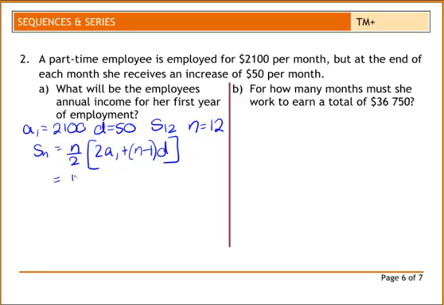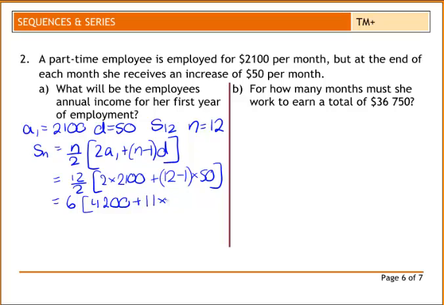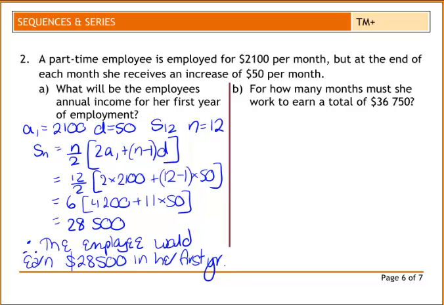So let's plug everything in. So I've got n is 12 over 2, 2 times 2,100 plus n is 12 minus 1 times 50. So that becomes 6 times 2 times 2,100 is 4,200 plus 11 times 50. Simplify that out. I get 4,750, and I times that by 6, and I get 28,500. Again, finish with a therefore statement. So you have, therefore, the employee would earn $28,500 in her first year.